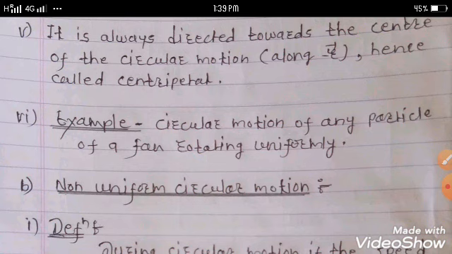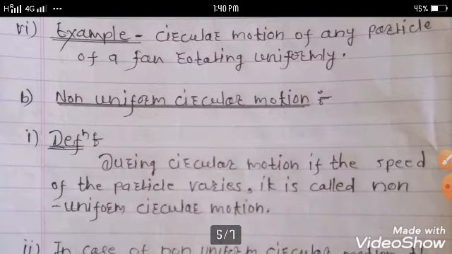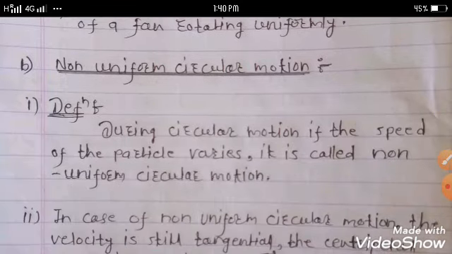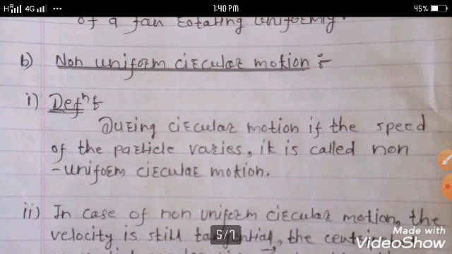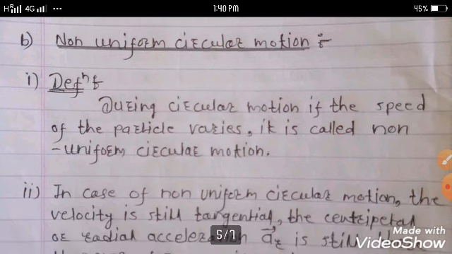Example of a uniform circular motion: circular motion of any particle of a fan rotating uniformly. A continuously rotating fan is an example of a uniform circular motion. Second type is non-uniform circular motion. Definition: during circular motion, if the speed of the particle varies, it is called non-uniform circular motion.